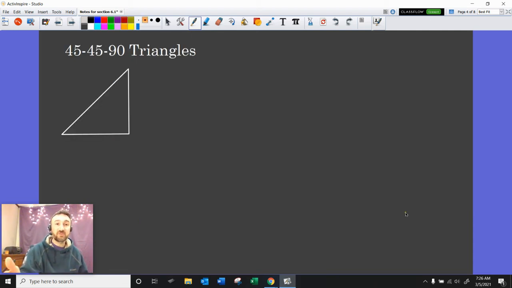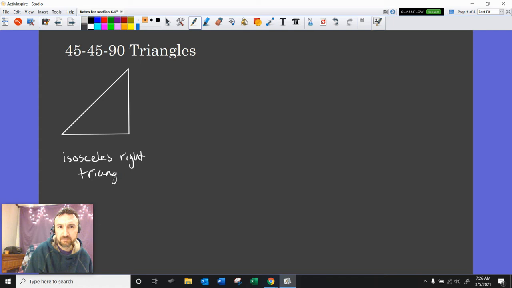Another special right triangle that we talk about is a 45-degree, 45-degree, 90-degree triangle. And in this particular case, we're not cutting anything in half here. We're just recognizing that this is an isosceles right triangle. So I think that's important to write down, that this is an isosceles right triangle. So we've got a 90-degree angle. We've got two 45-degree angles. Not 44, 45.